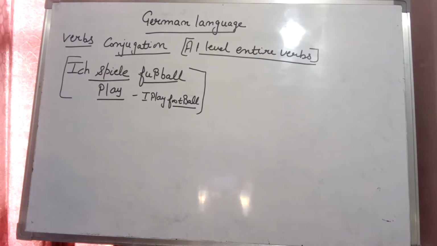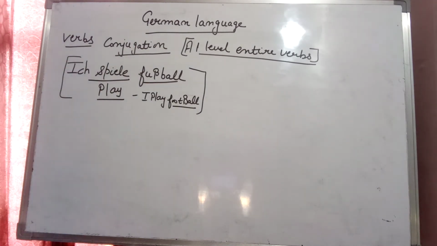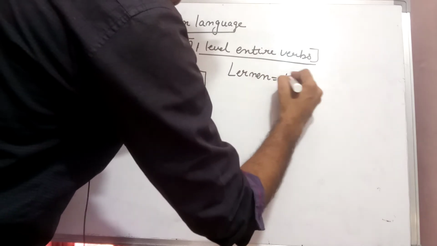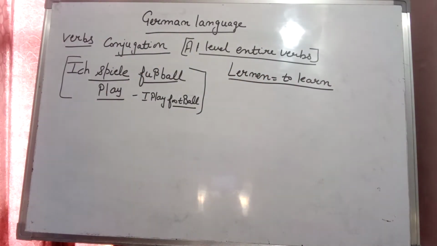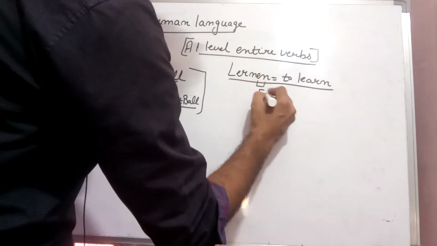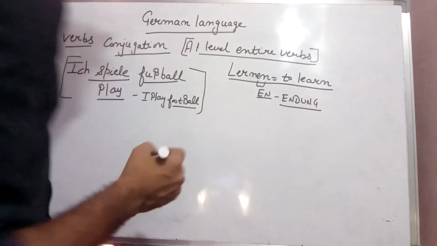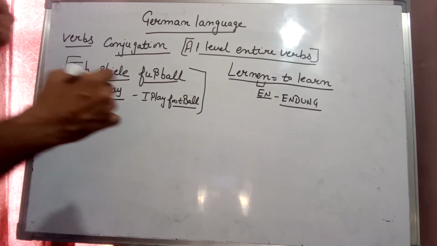Because we are doing the entire verb pattern, like what the verbs are. The next verb is lernen. Speak after me. Lernen. So the verb lernen is to learn, to study. See, we have an Endung, an ending. In the German language, Endung means ending, and here the ending is en. That's an en ending verb, right? So, lernen.